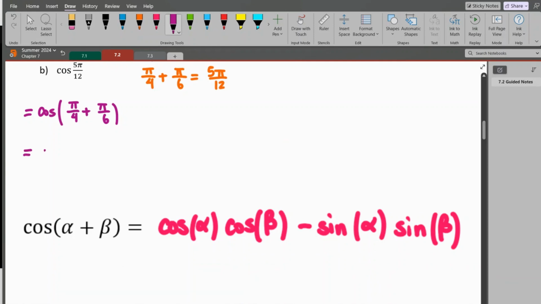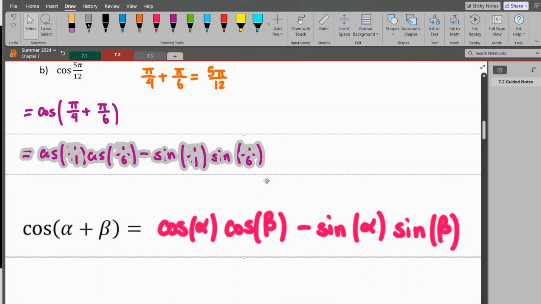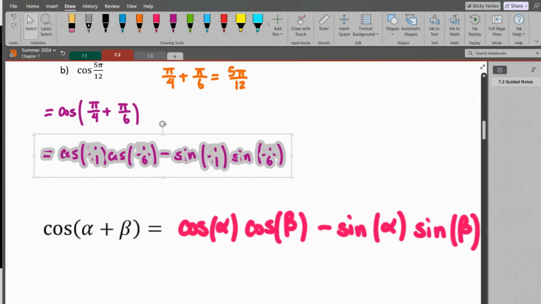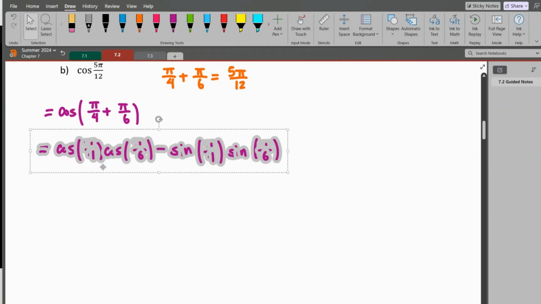And it says to do cosine of the first angle, cosine of the second angle, and then subtract sine of the first angle and then sine of the second angle. So this is going to work out a lot like that last one here. Let me see if I can get rid of this thing here real quick. There we go.